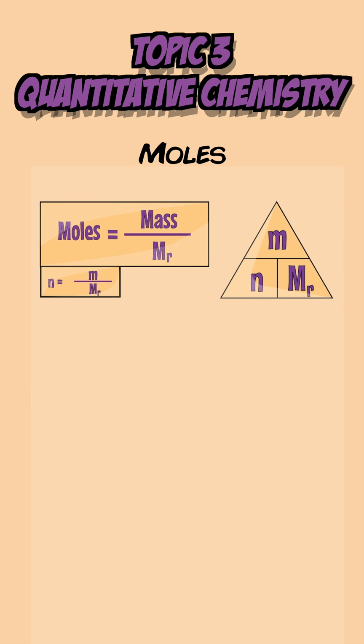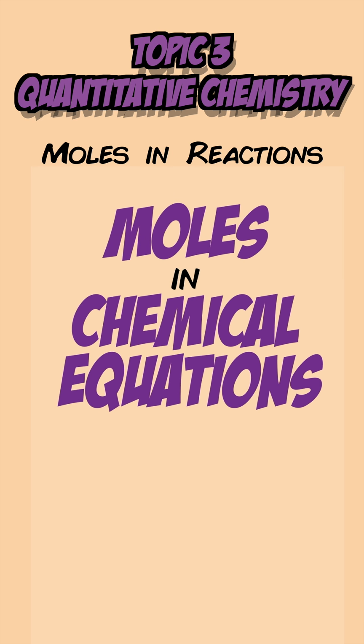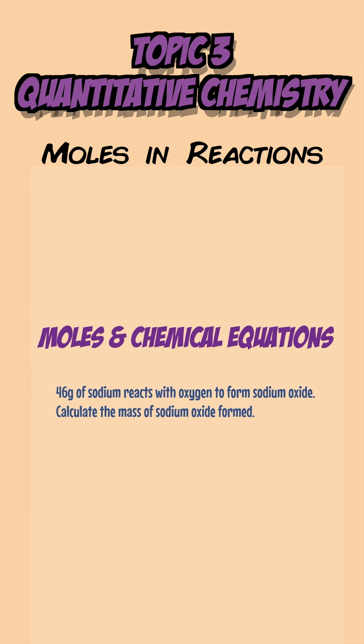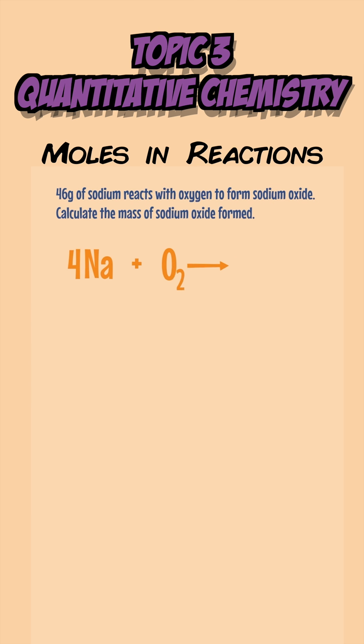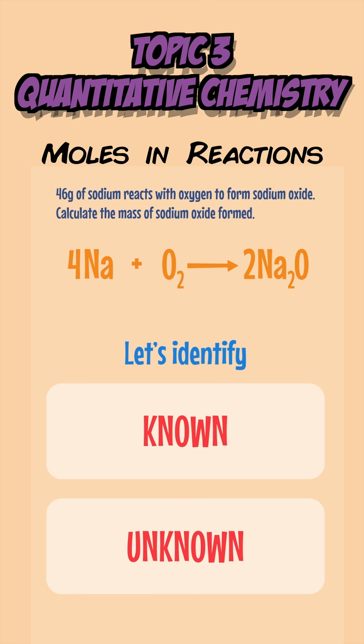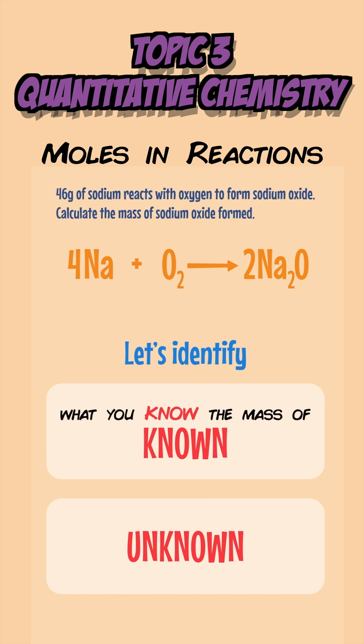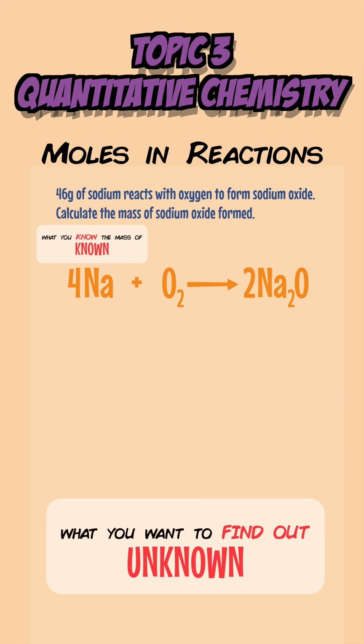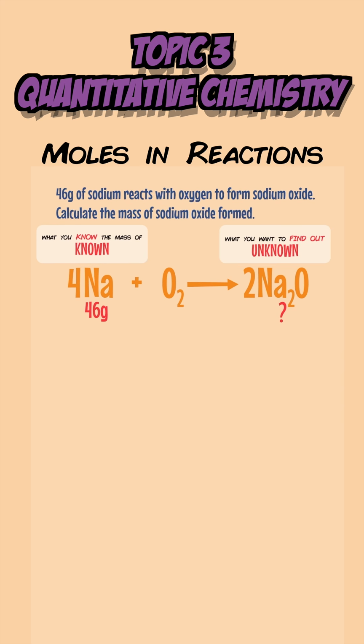You can find the number of moles of any substance by using the formula moles is equal to mass over MR. Moles can be used in chemical equations to calculate masses of reactants and products by using a few steps. Let's try this question as an example to show these steps. The first thing to do is to identify the known and unknown in a question. The known is the substance that you know the mass of, and the unknown is the substance you're trying to find out the mass of. So in this example, the known is sodium, as we know there's 46 grams of it, and the unknown is the mass of sodium oxide.